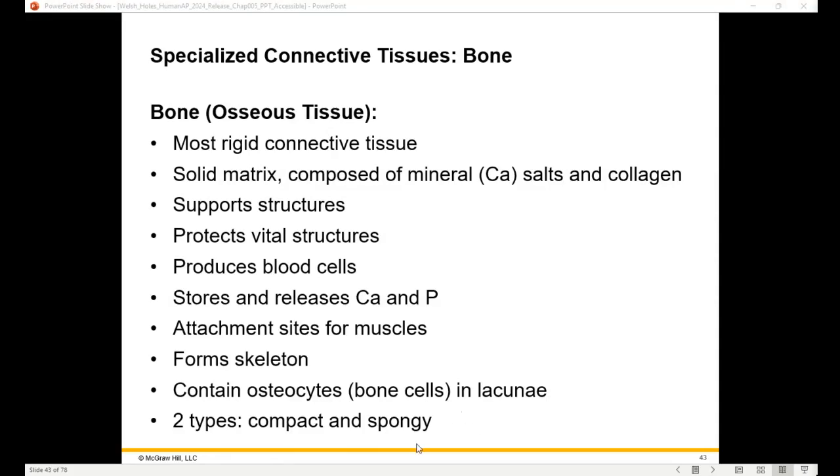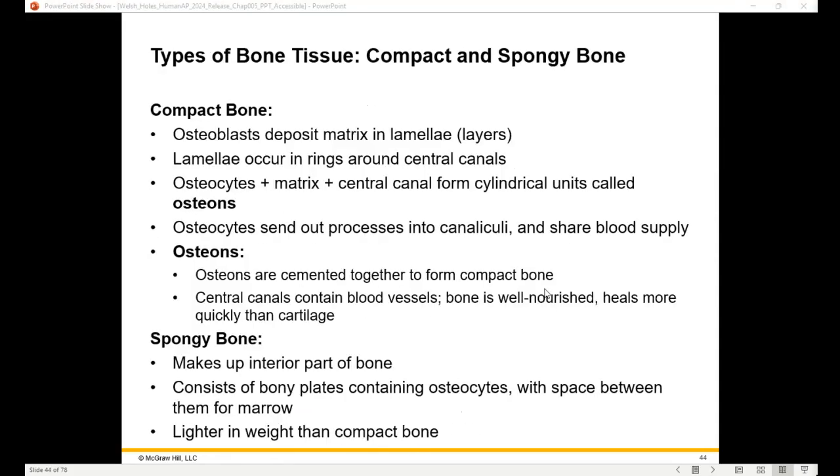There's two types of bone tissue: compact and spongy. Compact bone. The osteoblasts deposit matrix in lamellae, or layers, and they occur in rings around a central canal. Looks kind of like tree rings. The osteocytes plus the matrix plus the central canal form a cylindrical unit we call an osteon. Osteocytes send out processes into canaliculi and share the blood supply. Osteons are cemented together to form compact bones. Central canals contain the blood vessels, and the bone is well nourished and heals more quickly than cartilage.